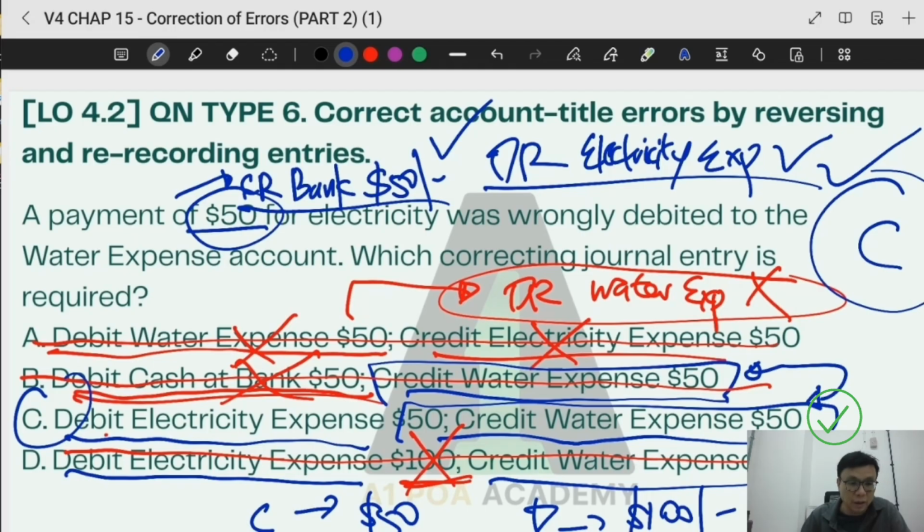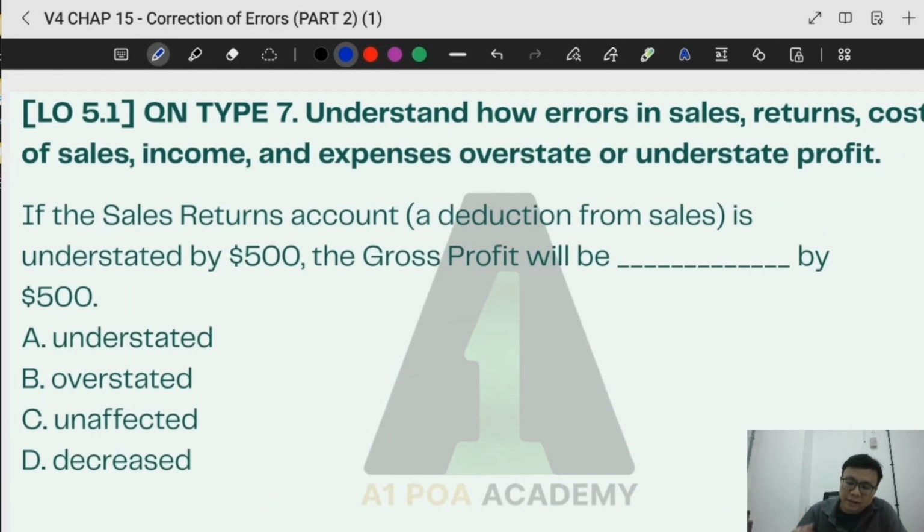Next, we will understand how errors in sales return, cost of sales, income and expenses overstate or understate profit.